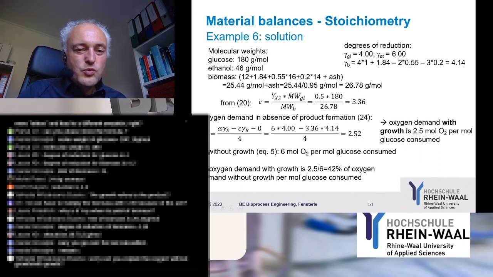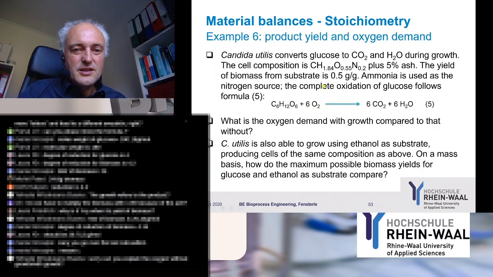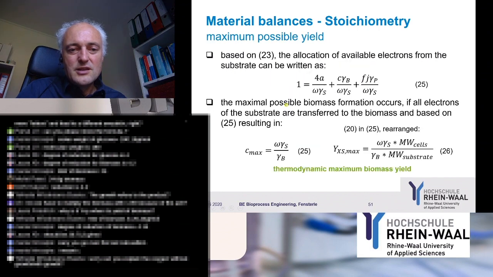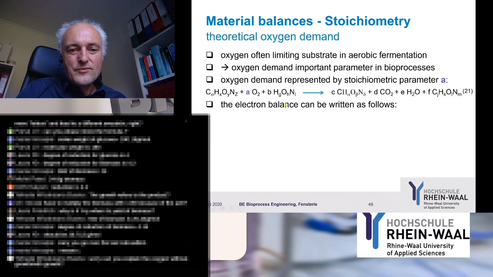Yeah, so this is with growth. It's simply using the complete equation. This comes from the exercise, where we have said that we have a yield of biomass from substrate of 0.5 grams per gram. So there is growth in the normal reaction. And then, of course, this is not the term. We come from this equation.